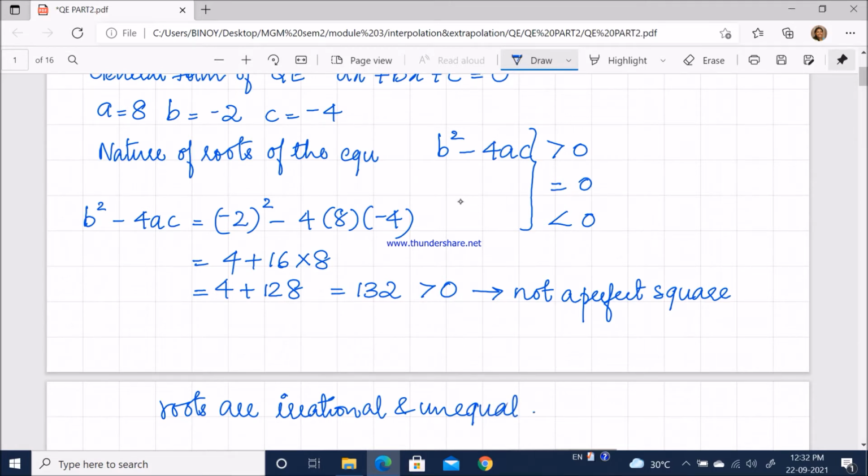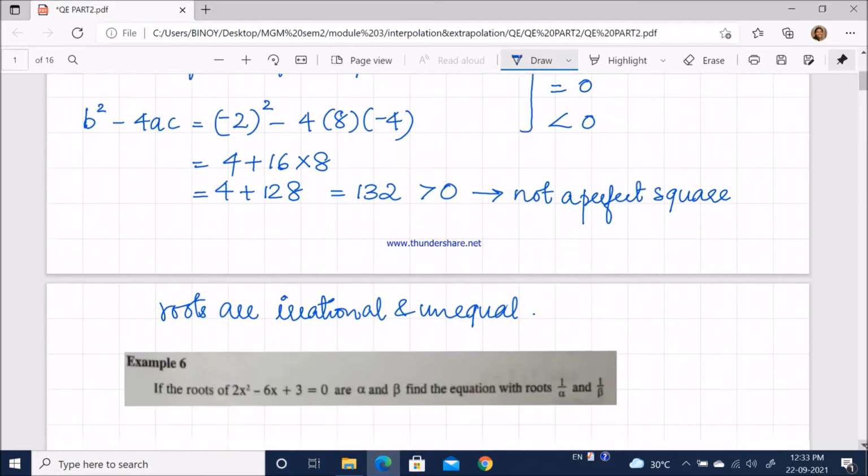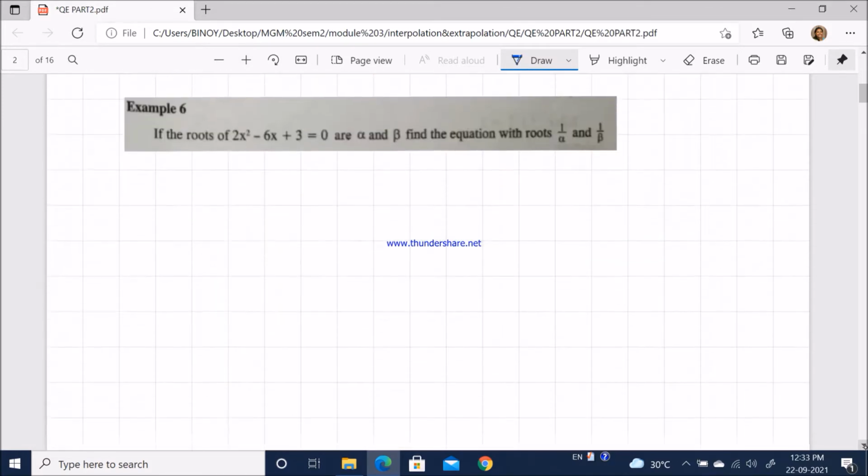So when we are asked to find the nature of the roots of the equation, we need to see whether b square minus 4ac is greater than 0, equal to 0 or less than 0. If it is greater than 0 and it is a perfect square, the roots are rational and unequal. But if it is not a perfect square, they are irrational and unequal. So moving on to the next question.